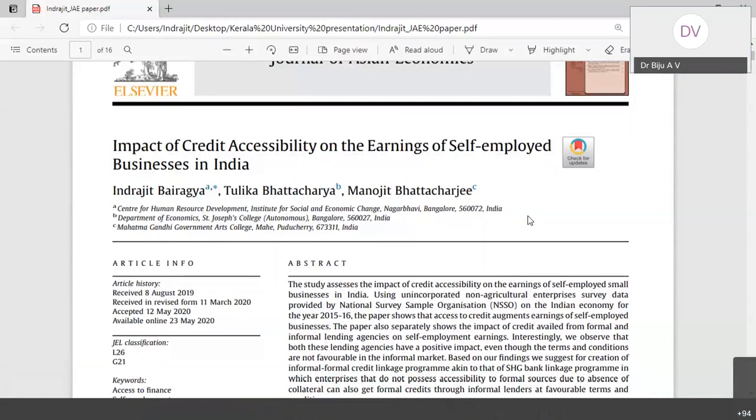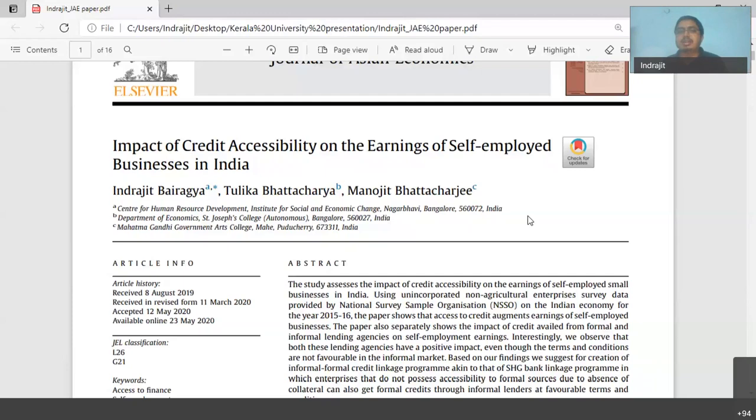The purpose of giving this paper is that you already have an idea, based on my previous paper, of how to make use of NSSO data and come up with something presentable and interesting. But here it is linked to microfinance. That's why I have given this data, because this paper is based on another NSSO survey. It is based on the unorganized enterprise survey.